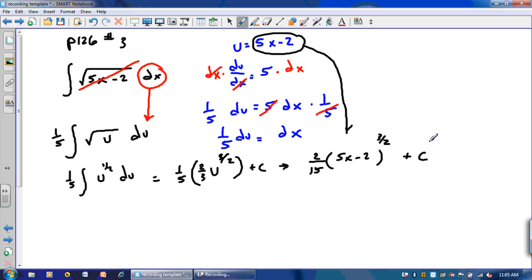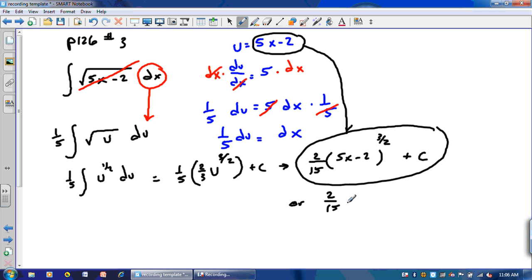And this is our correct answer. 2 over 15 times 5x minus 2 to the 3/2 power plus a constant. Or we could write this as a radical, 2/15 times the square root of 5x minus 2 to the third power plus a constant.